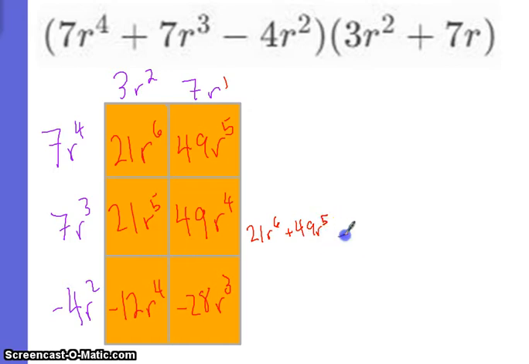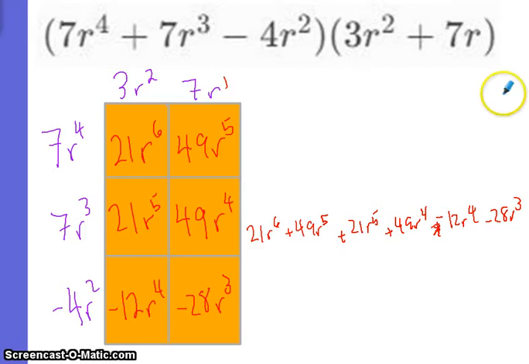plus 21r to the 5th plus 49r to the 4th plus minus 12r to the 4th minus 28r to the 3rd. So I have a grand total of 1, 2, 3, 4, 5, 6 terms.